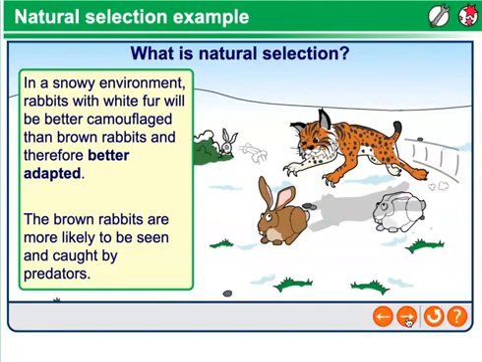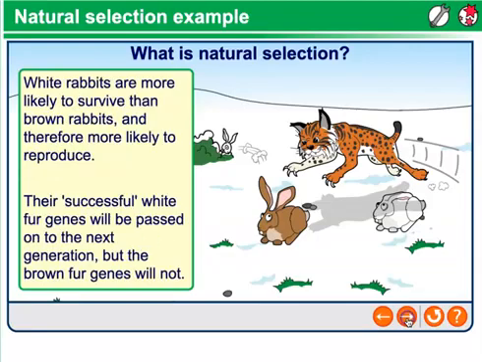In a snowy environment, rabbits with white fur will have better camouflage, and therefore they will be better adapted to the environment. The brown rabbits are more likely to be seen and caught by predators. White rabbits are more likely to survive than the brown rabbits, and therefore more likely to reproduce. Their successful white fur genes will be passed on to the next generation.